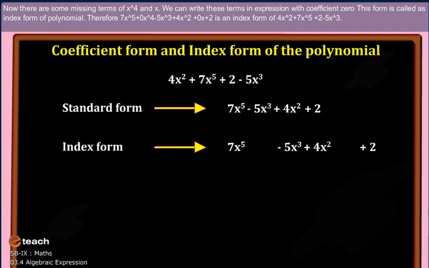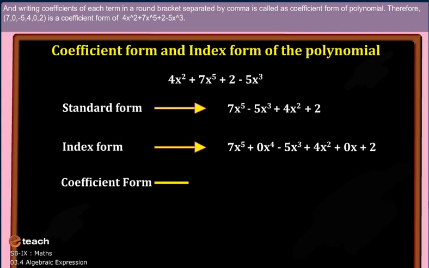Now there are some missing terms of x raised to power 4 and x. We can write these terms in expression with coefficient 0. This form is called as index form of polynomial. Therefore, 7x raised to power 5 plus 0x raised to power 4 minus 5x cube plus 4x square plus 0x plus 2 is an index form of 4x square plus 7x raised to power 5 plus 2 minus 5x cube.